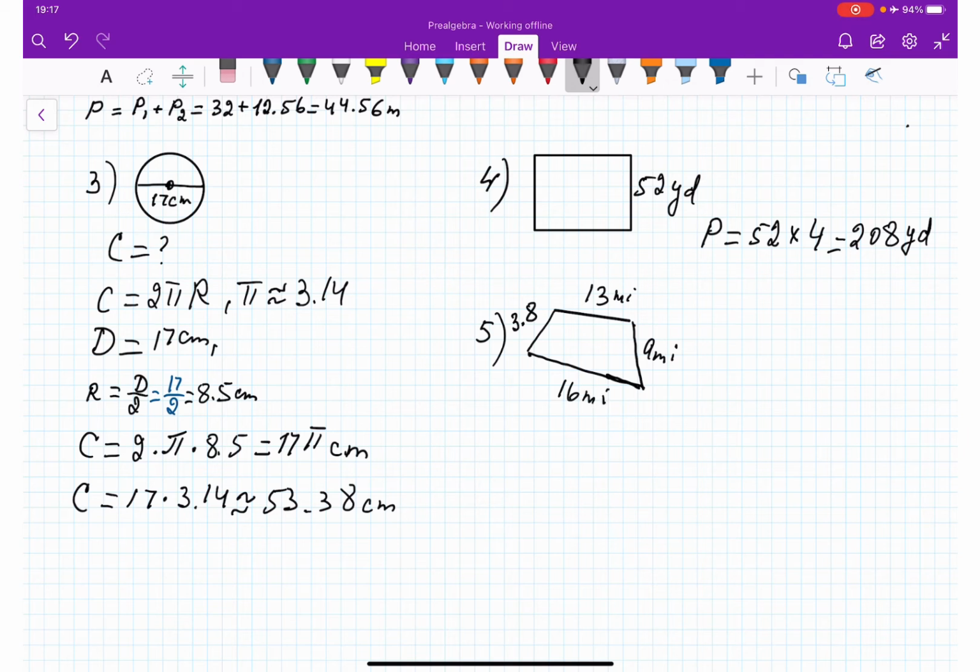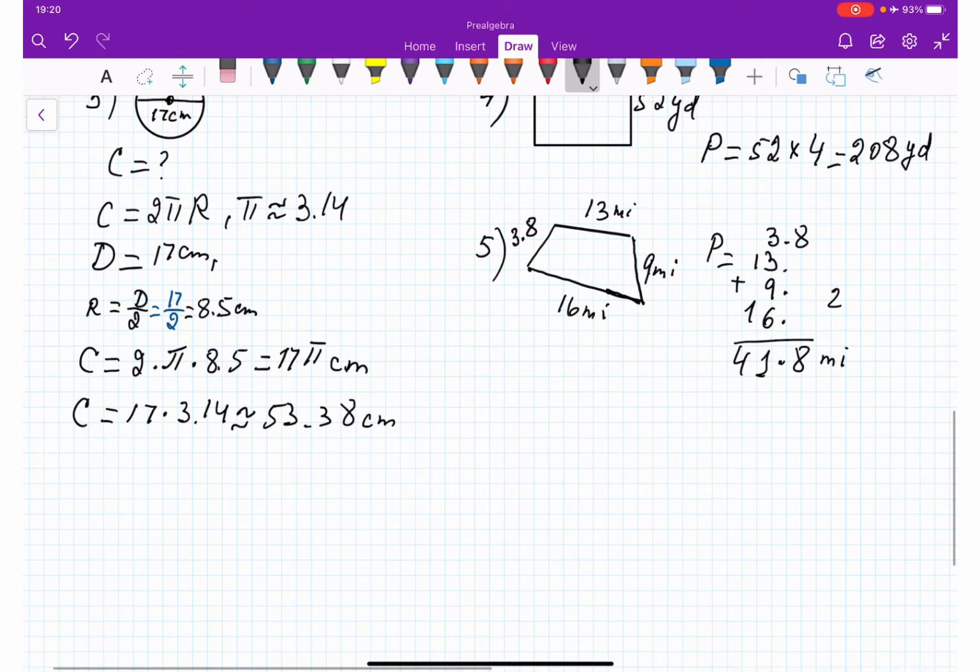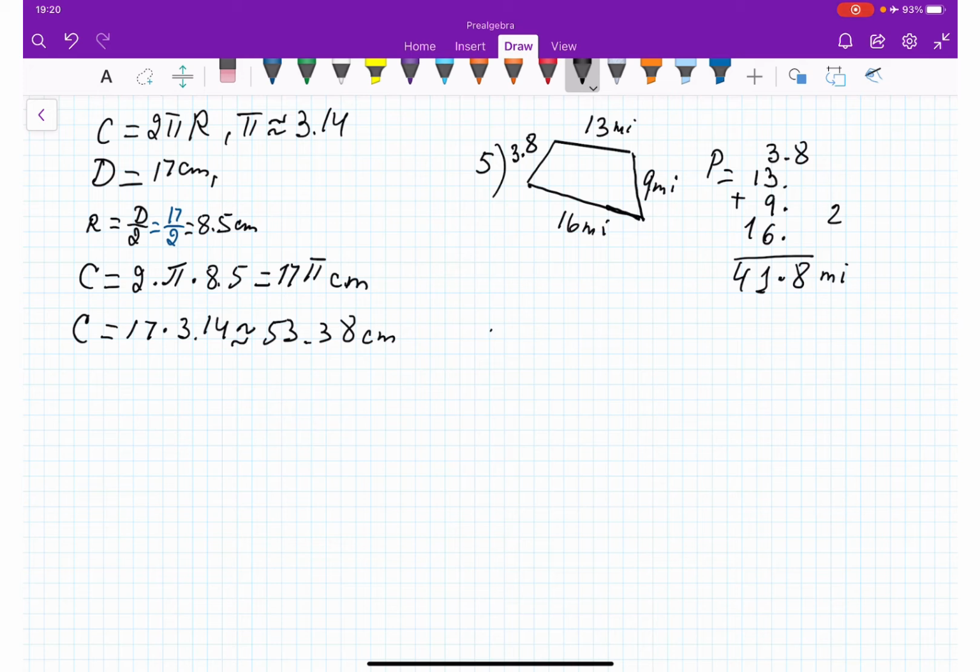Okay, so the perimeter is going to be equal to 3.8 plus 13 plus 9 plus 16. This is going to be equal to 41.8. This is going to be the perimeter. Next one, number 6.